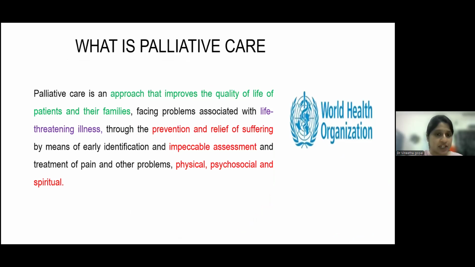And what is palliative care? I think this has also been covered, because it's an approach that improves the quality of life of patients and families facing problems due to life-threatening illness through the prevention and relief of suffering by means of early identification and impeccable assessment and treatment of pain and other problems, physical, psychosocial, or spiritual.